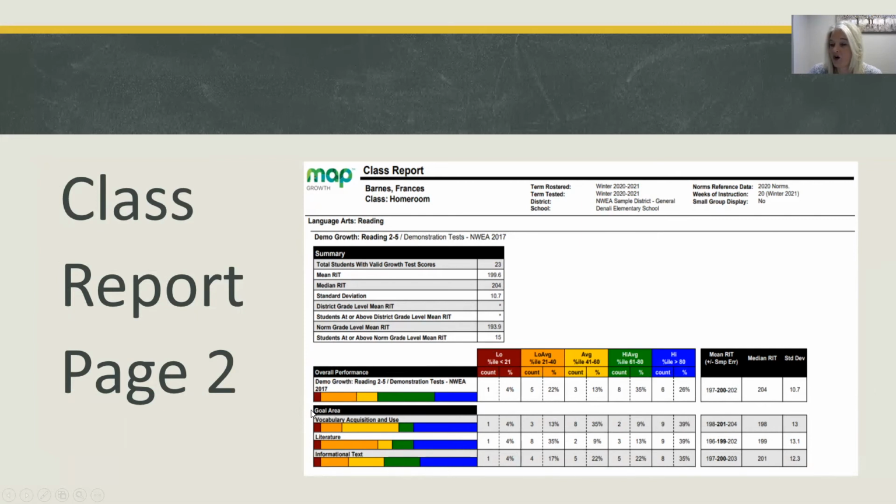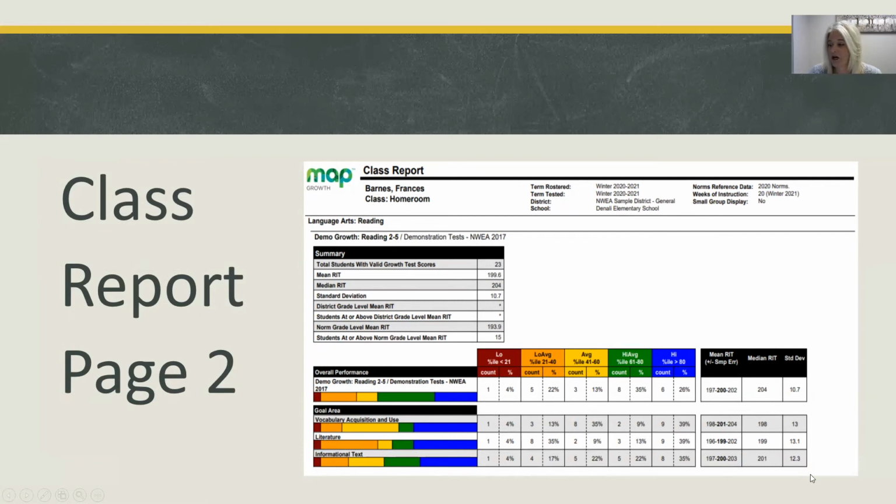These are the goal areas, or the areas that make up the reading assessment. So now I know that the reading assessment is going to give me information on vocabulary acquisition and use. It's going to give me information on their readiness in literature and their readiness in informational text. And now I can go through and I can look at where my students fall in each one.